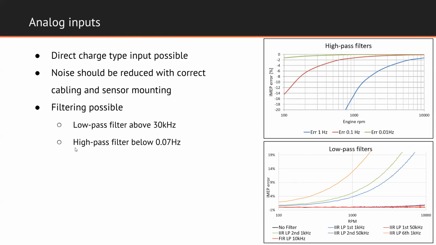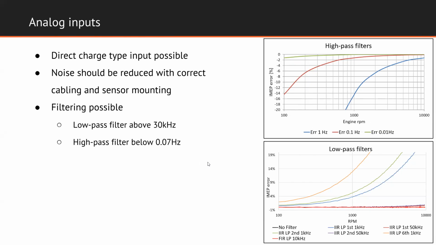And the same goes for the high pass filter. This should be below 0.07 hertz. Again, if you go to 1000 RPM, and if we would use a filter with 1 hertz, we would have an IMEP error of 14%. If we would use a filter below 0.1 hertz, this error would be less than 1%.